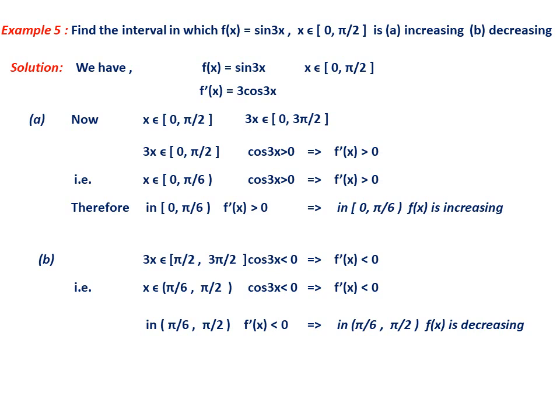Therefore, the given interval 0 to pi by 2, we can divide into two intervals. One is 0 to pi by 6, there it is increasing. Then pi by 6 to pi by 2, it is decreasing. So this is the answer. Let us proceed.